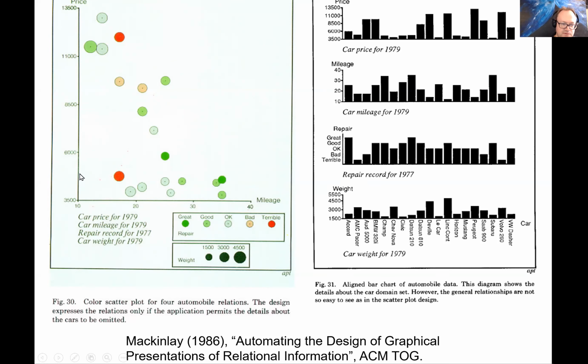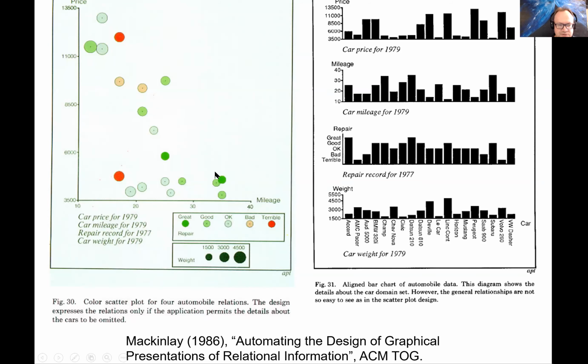So the idea is we use the axes for price and mileage because price and mileage are the most important variables. So we should use the position channel to show them, right? And then, in this case, repair record is an ordinal variable, isn't it? So any channel that is reasonably good at showing an ordinal variable is fine. Weight is a quantitative variable, so maybe area is a better choice than color, and color is a reasonably good choice for an ordinal variable. So this is fine, and there are variations of this that would be possible too.